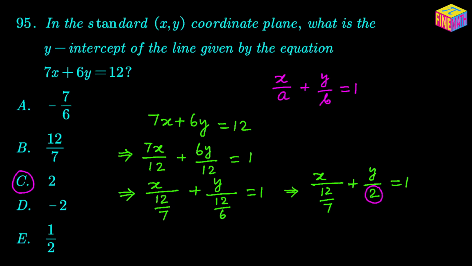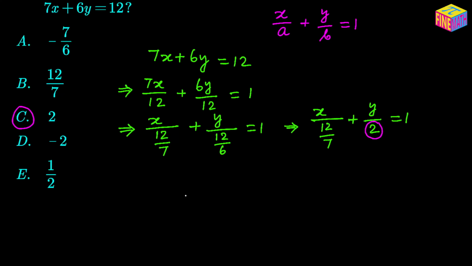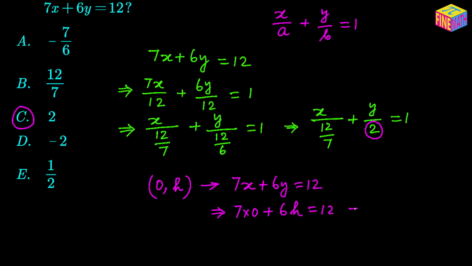So if we assume that the coordinates of the point on the y-axis is 0, h, this point would satisfy our equation, which is 7 times x plus 6 times y is equal to 12. And now let's substitute the value of x and y here. So we can say 7 times 0 plus 6 times h is equal to 12, and from here you can clearly see that h would be equal to 2, and the coordinates of that point would be 0, 2. And from here you can see that the y-intercept is actually 2.